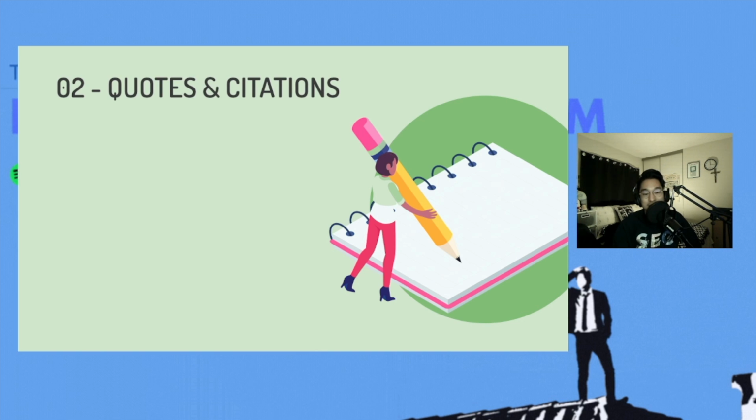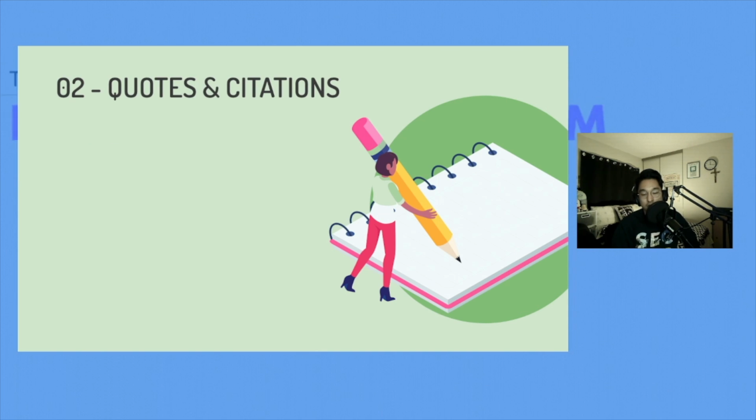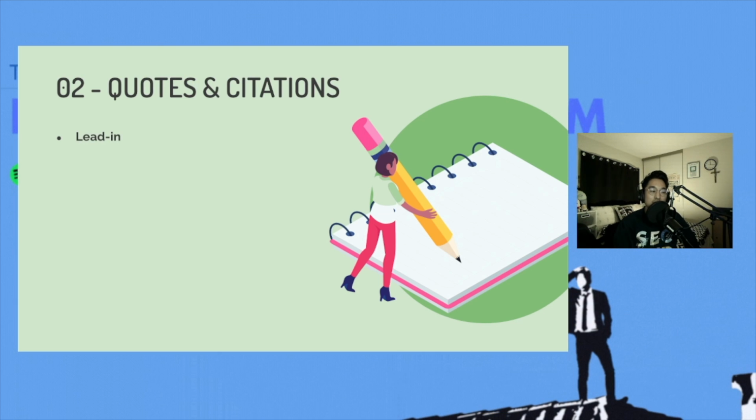Setting up quotes and citations. When you're setting up quotes, you're always going to start with a lead-in. This is the transition that sets up any form of context that a reader might need, or just transition phrases from the topic sentence into the evidence that you're about to present.